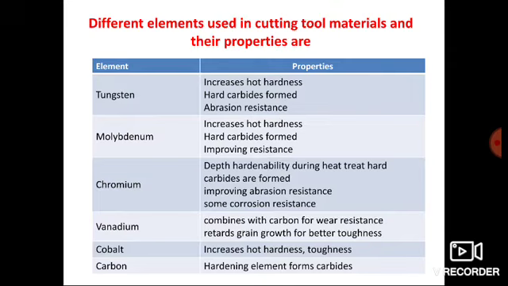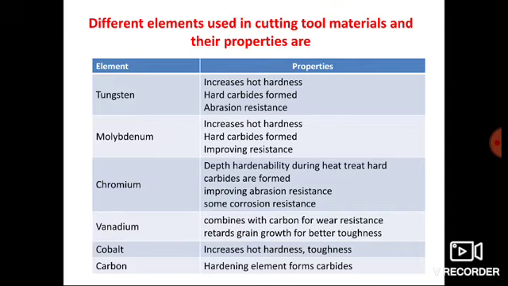Then chromium is added, so deep hardenability during the heat treatment is increased. Then carbides are formed, again abrasion resistance increases by the addition of chromium, and we get some corrosion resistance if chromium is added, because while machining the cutting fluid is used. So the cutting tool comes in contact with the cutting fluid, so it may corrode. So to avoid that corrosion, sometimes chromium is also added. Then vanadium, it combines with the carbon for wear resistance, and it restricts the grain growth for better toughness.